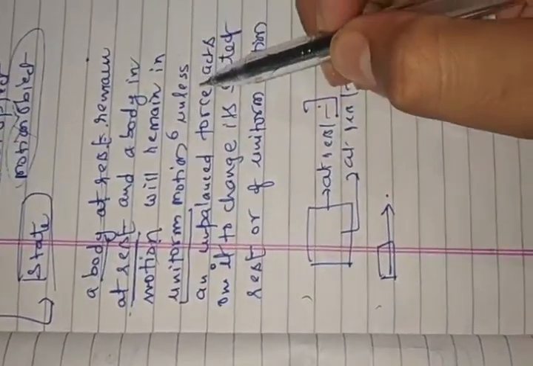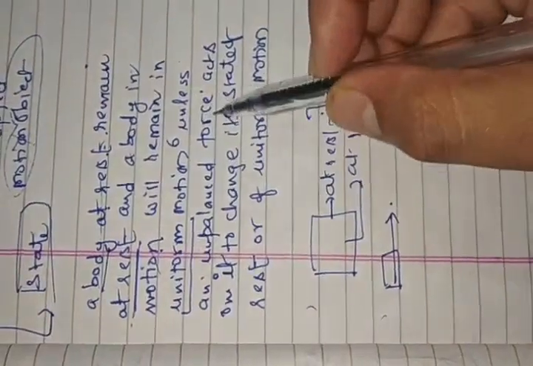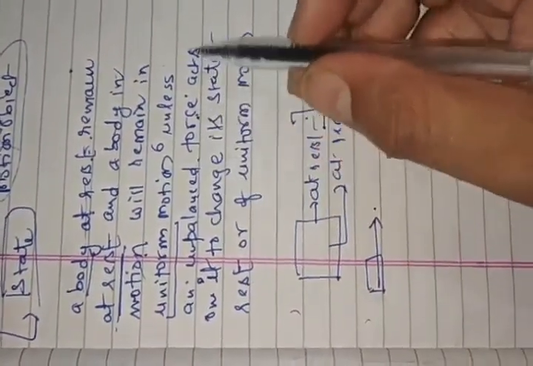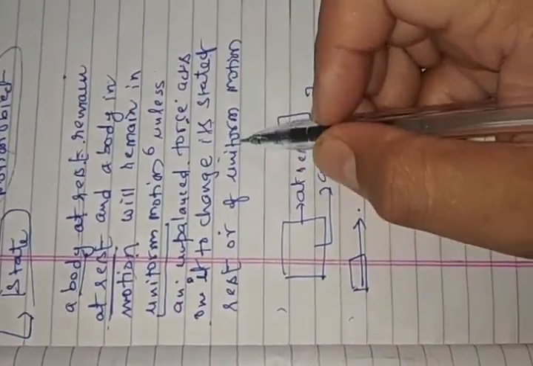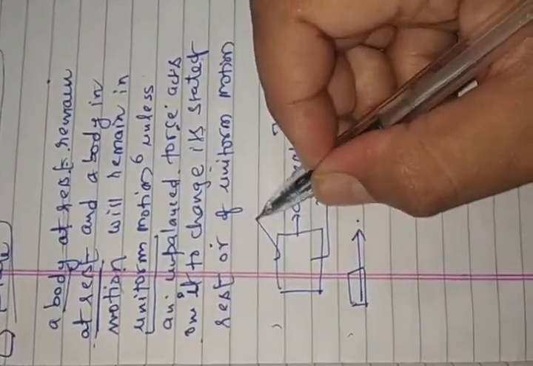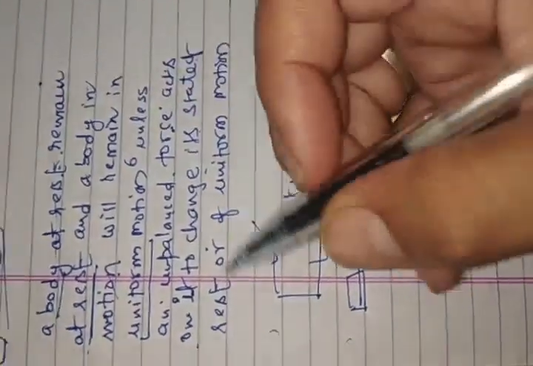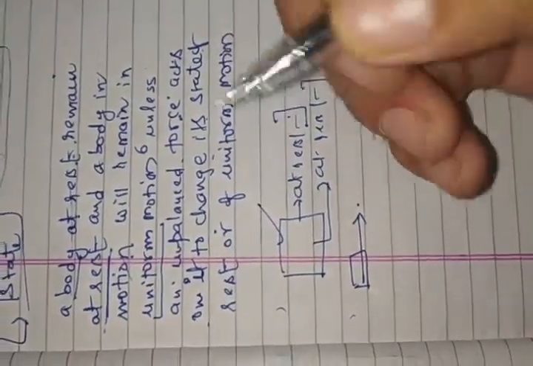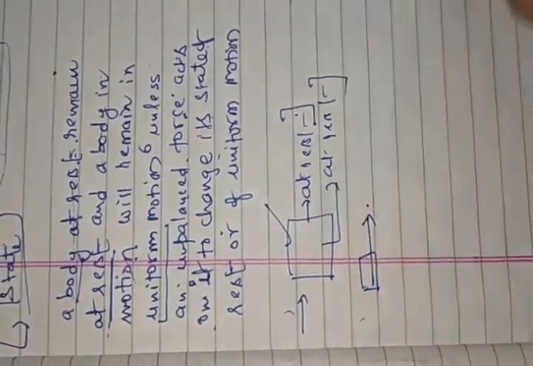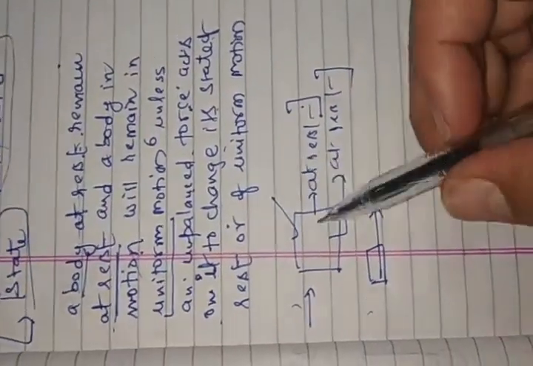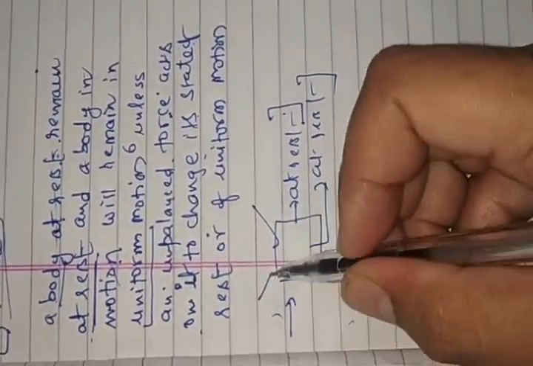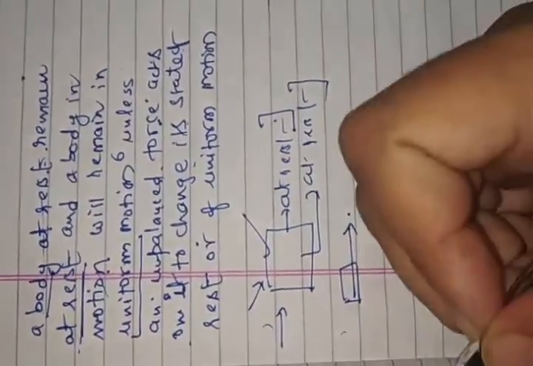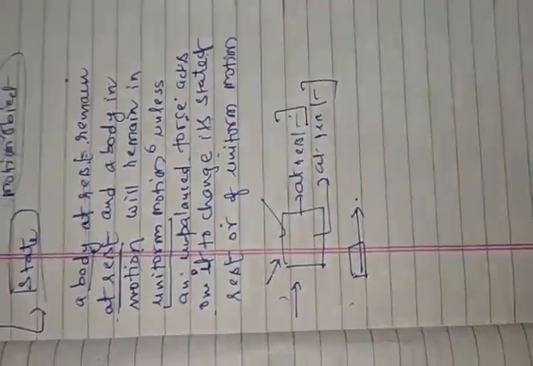Okay, unless an unbalanced force acts on it to change its state of rest or uniform motion. It means this body will remain at rest unless some external force acts on it. You can change the position of this object only when you apply some external force on this body. Otherwise this body will not change its position, it will remain at rest.